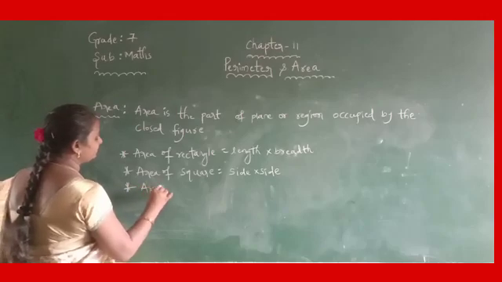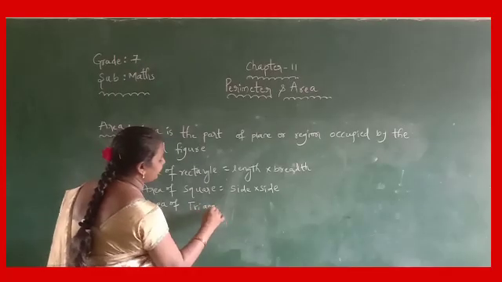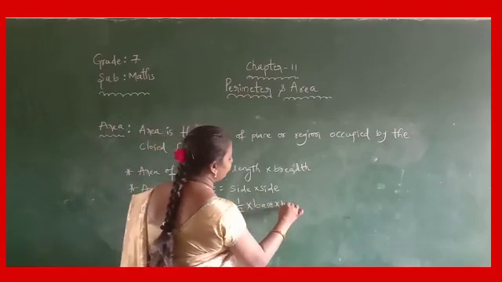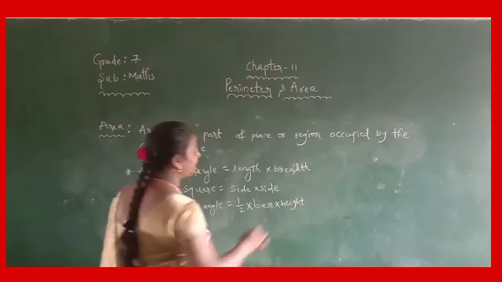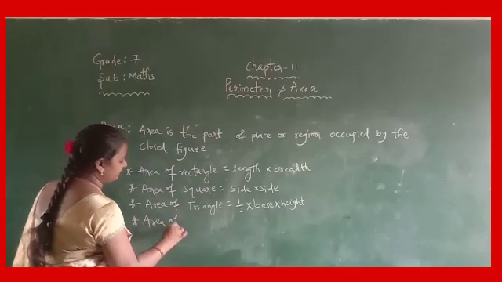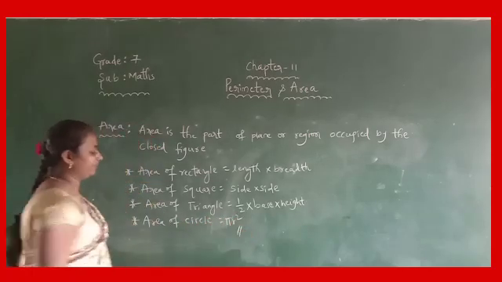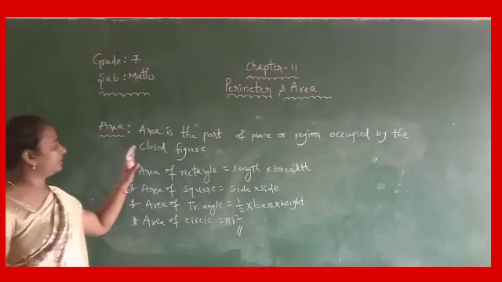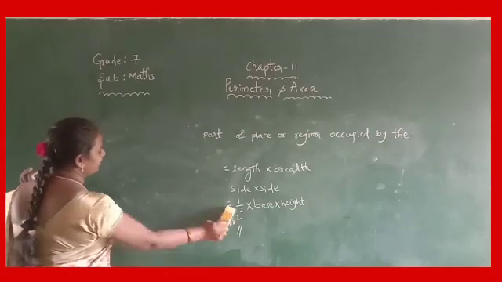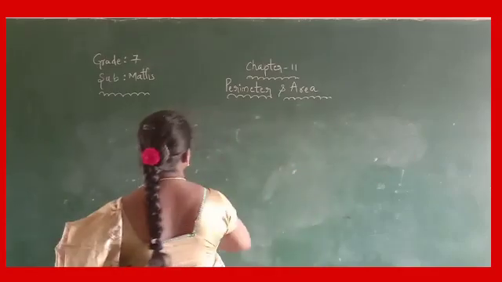Next, area of triangle. Area of triangle is half into base into height. Next, area of circle. Area of circle is pi r square. Okay, children, all these formulas you have to remember. Based on this, we are going to solve the exercise problems.